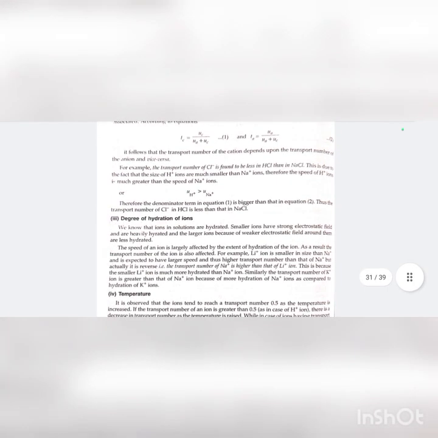Third is degree of hydration of ions. We know that the ions in solution are hydrated. Smaller ions have strong electrostatic fields and are heavily hydrated, and the large ions, because of the weaker electrostatic fields around them, are less hydrated. The speed of an ion is largely affected by the extent of hydration of the ion. As a result, the transport number of the ion is also affected. For example, the Li+ ion is smaller in size than the Na+ ion, and it is expected to have larger speed and thus higher transport number than that of Na+.